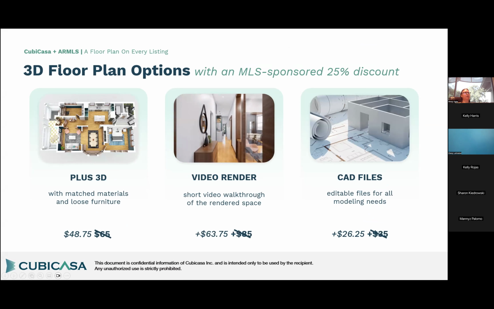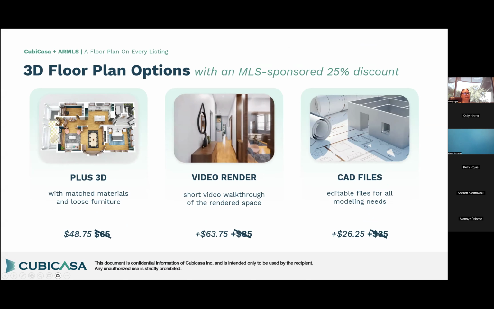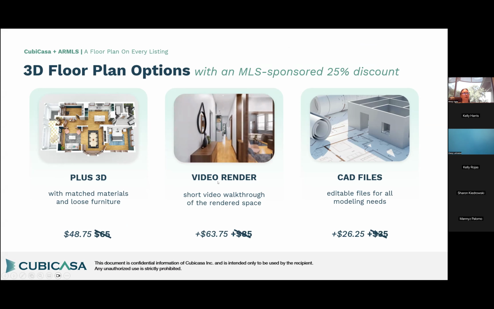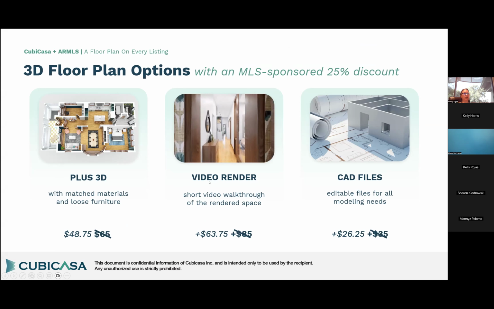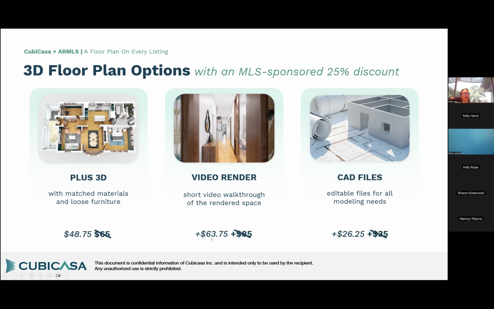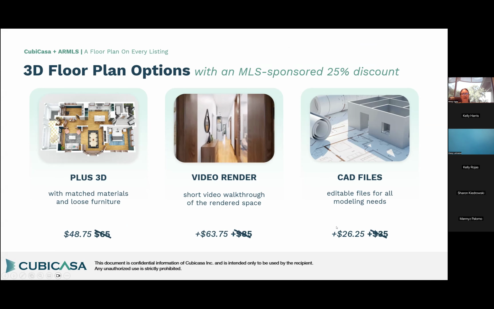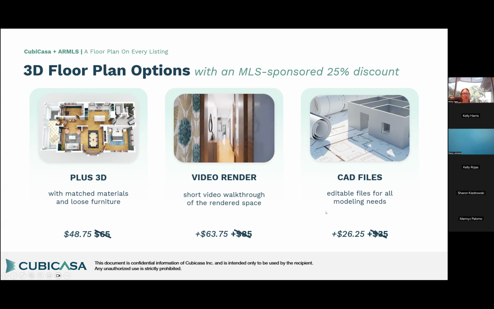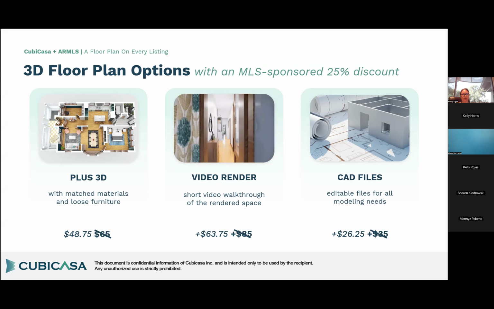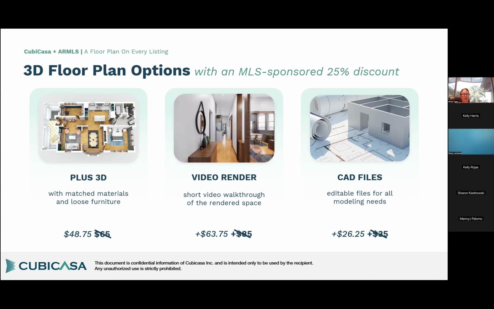All right, so if you do want the 3D floor plans, again, you get discounts. So instead of the $65, it's $48.75. If you want a video rendering, which is a short walkthrough of the rendered space, that price goes to $63.75. And then CAD files, if you need CAD files, this is good for people that are doing some remodeling. It goes down to $26.25.